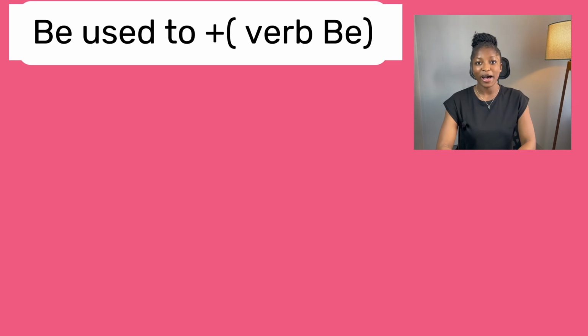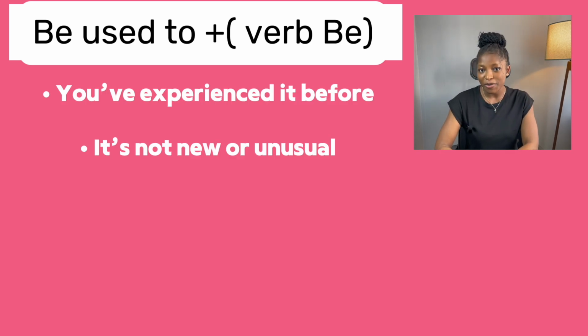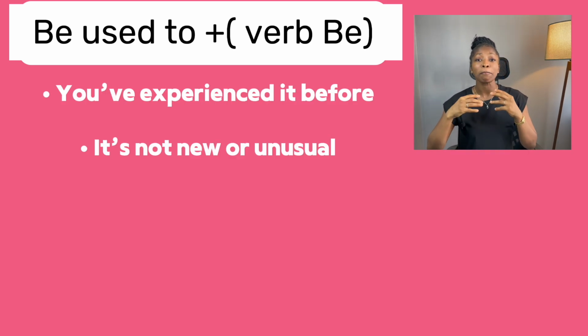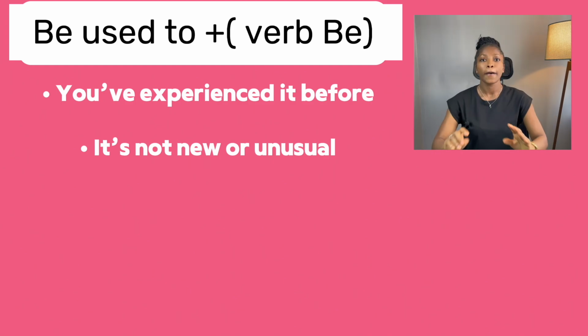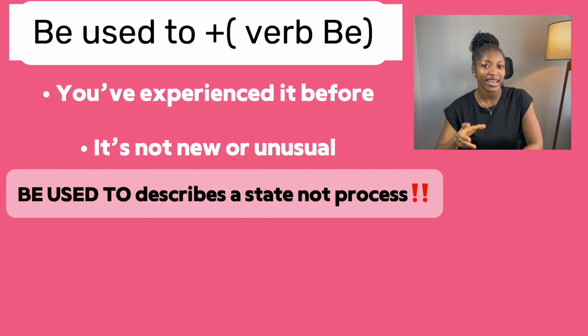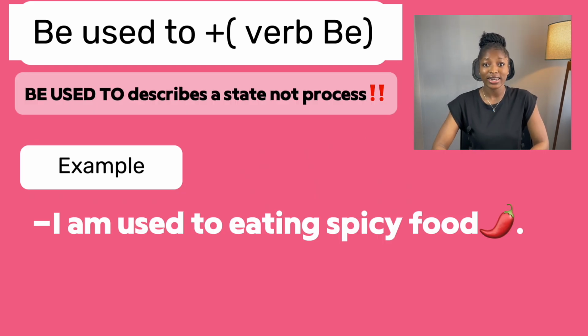Finally, let's talk about be used to. This phrase explains that you are familiar with something because you've experienced it before. It's not an unusual experience for you, and it's not a new thing. Be used to describes a state and not the process. For example, I'm used to eating spicy food. This means that spicy food is nothing unusual to me, neither am I surprised about it, because I've been eating spicy food all my life and I have the experience it takes.